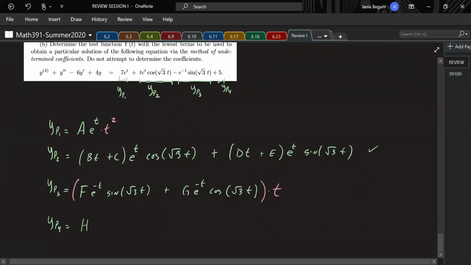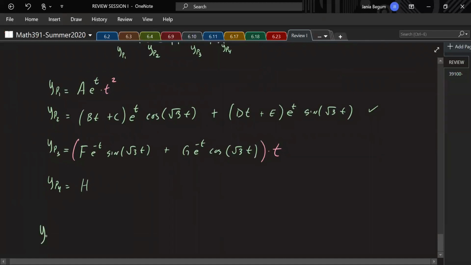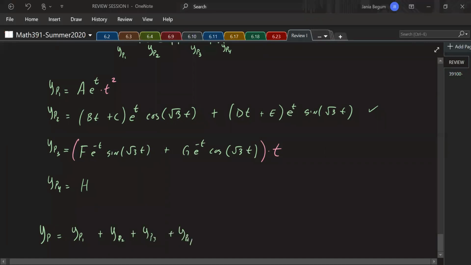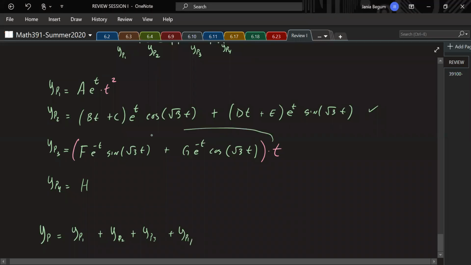So if you just put all of them together, your particular solution is yp1 plus yp2 plus yp3 plus yp4, and then you just write them all out. Here you would distribute this function, and then the rest you just write them out. So I think you can fill that in, right? Yes. Okay.